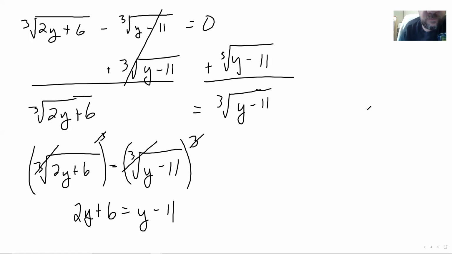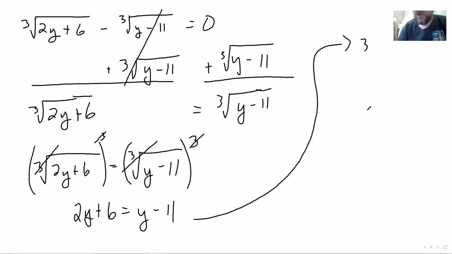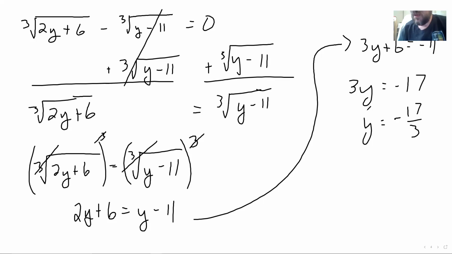Right? Nothing to it. Subtract 6 and subtract y, or just subtract the y to the left. Get 3y plus 6 equals negative 11. Subtract 6, 3y equals negative 17. And y is negative 17 over 3.